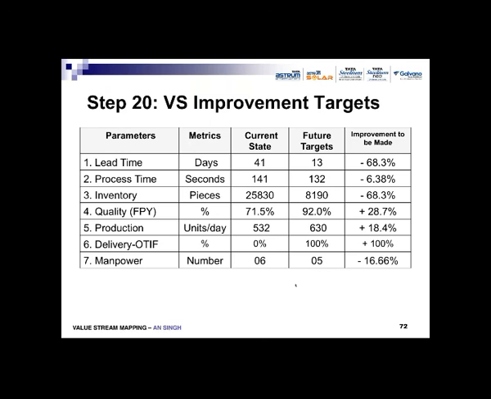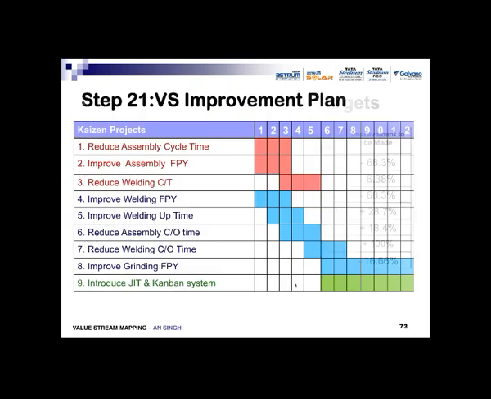68% reduction in the lead time, 6% reduction in the total process cycle time, inventory reduced by 68%, quality first pass yield improved by 28%, production 18%, delivery on time made 100%, and manpower reduced by 16.66%. So these were the targets set, and then the improvement plan is made.